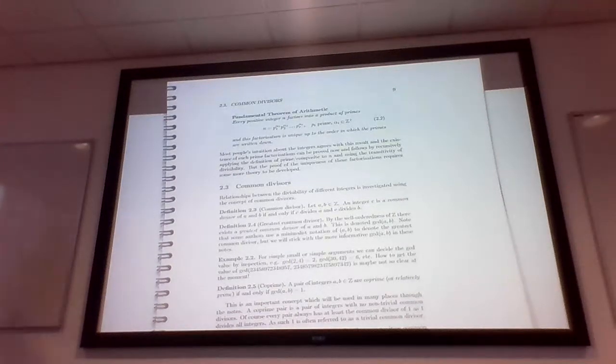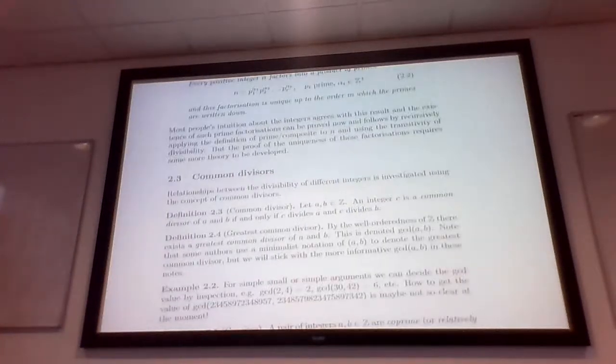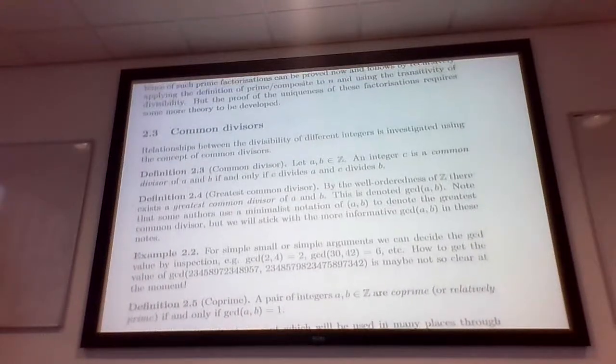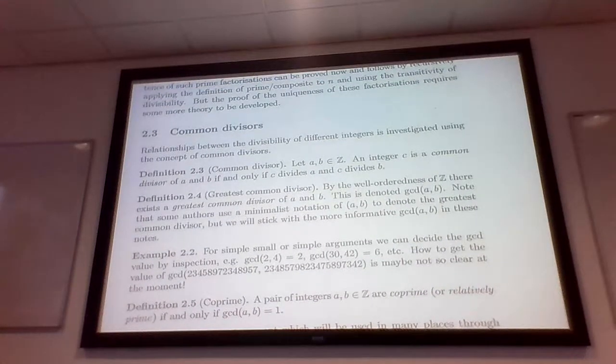Okay, good afternoon. So last time we introduced the notion of the greatest common divisor of a pair of integers. Definition 2.3, the greatest common divisor is, as it says, the largest integer that divides into A and B.